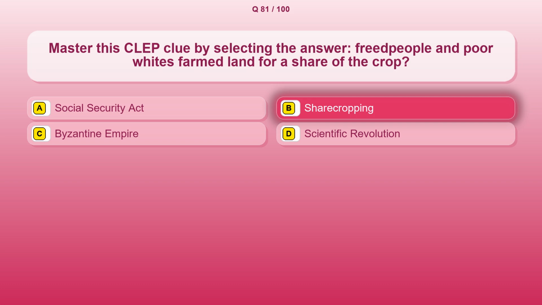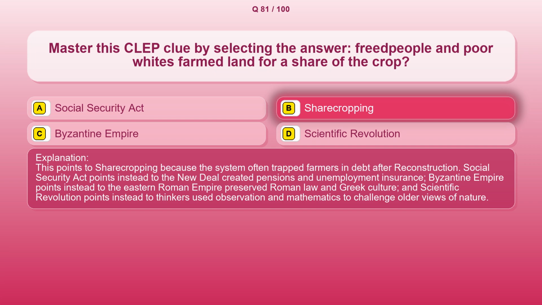The correct answer is Option B, sharecropping. This points to sharecropping because the system often trapped farmers in debt after Reconstruction. Social Security Act points instead to the New Deal created pensions and unemployment insurance. Byzantine Empire points instead to the Eastern Roman Empire preserved Roman law and Greek culture, and Scientific Revolution points instead to thinkers used observation and mathematics to challenge older views of nature.